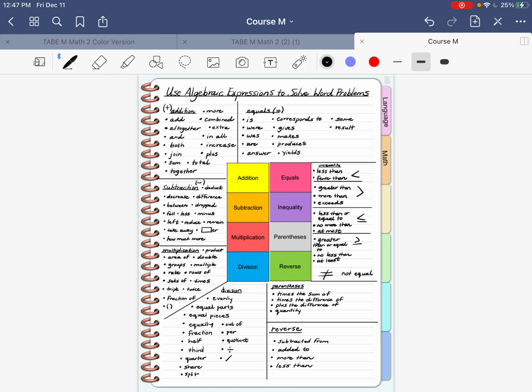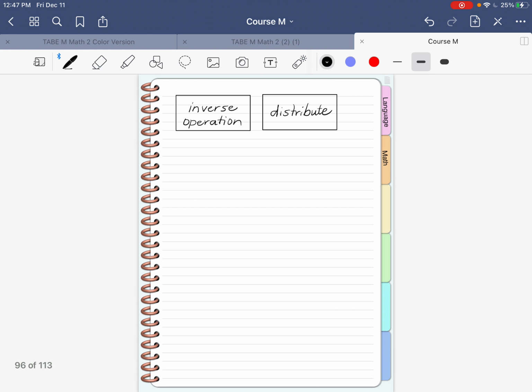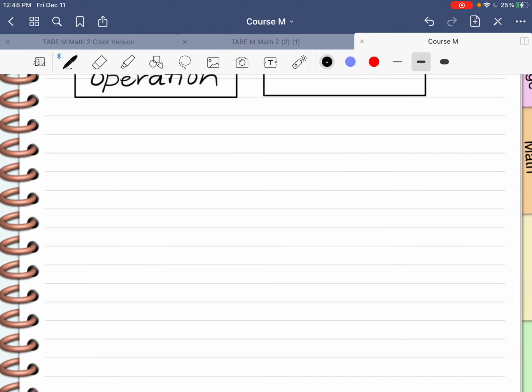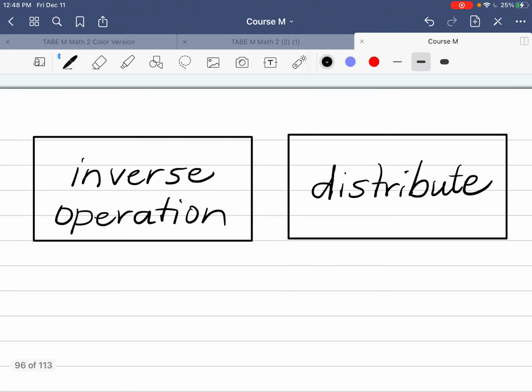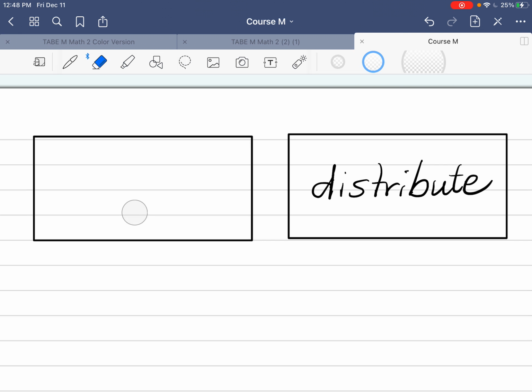Hey there, welcome back. In this video, I'm going to continue with this lesson that we've already started. And to do this one, you need to have two flashcards, inverse operation and distribute. So let's start with inverse operation. You just turn yours over, but I have to erase my word.